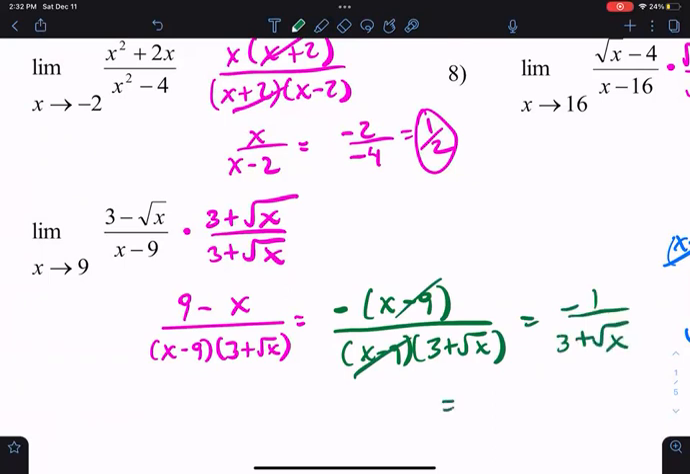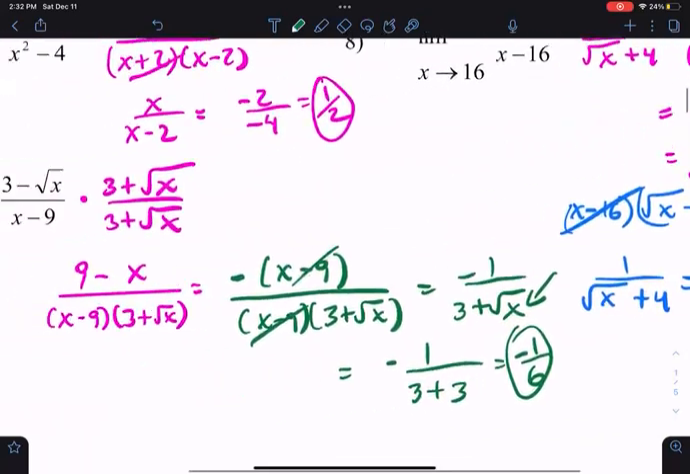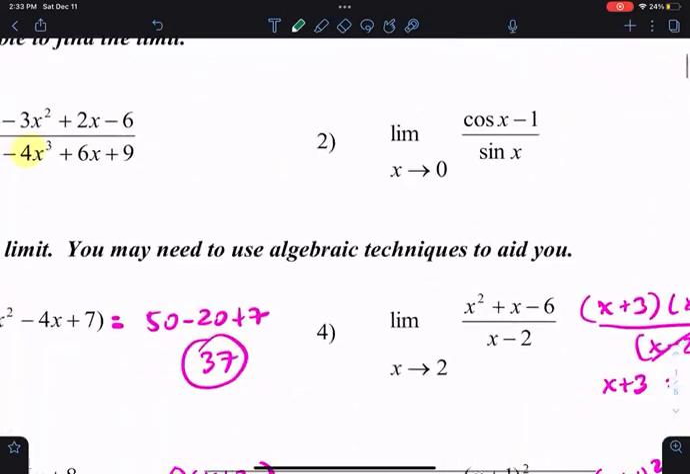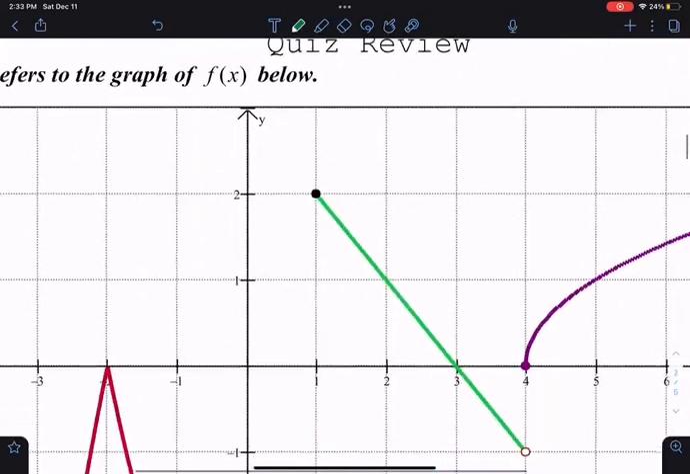Use the limit, right? 9. So you plug 9 here, right? If you plug 9 here, the square root of 9 is 3. So this is -1 over 6. That's the limit. Okay? That's it. That's all you got to do. So this is evaluating limits, right? Okay, here.